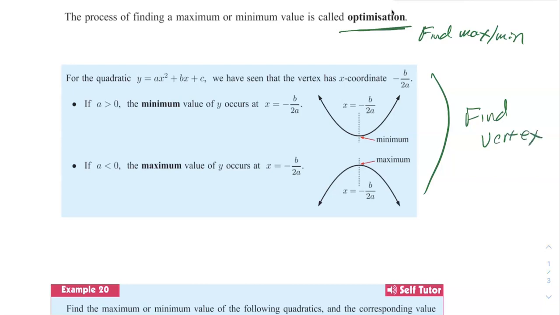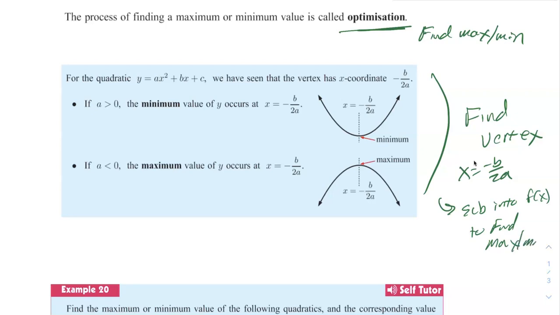Remember, the way we find the vertex is by using the formula x equals negative b over 2a to find the x in the vertex. That is not the max or min, that's where the max or min occurs. And then you plug it in to find the max or min.